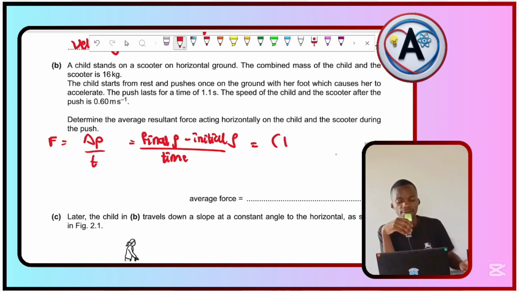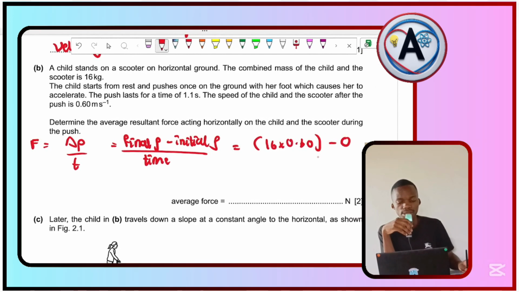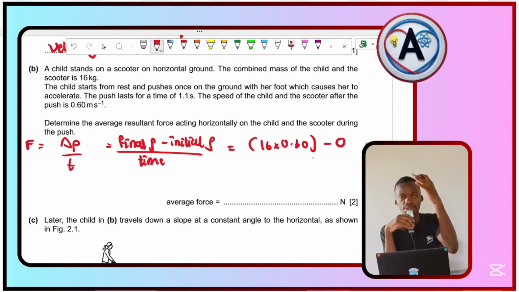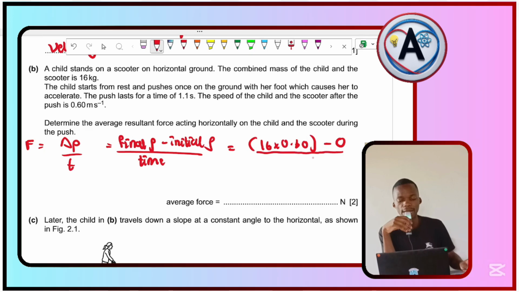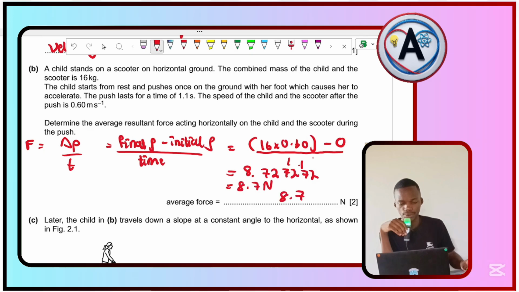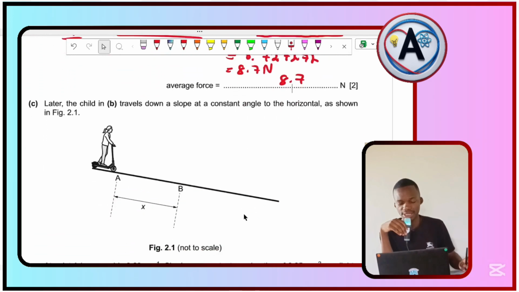And in this case, my initial momentum is actually 16 times 0.60 minus 0, because the initial momentum itself is 0. Divided by my time, which is 1.1, right? You do the math, you divide the whole two things, and you should be able to get around, please do it on your calculator, guys. You should be able to get around 8.7272. On average, that's 8.7 newtons. So you put your answer here, 8.7 newtons.